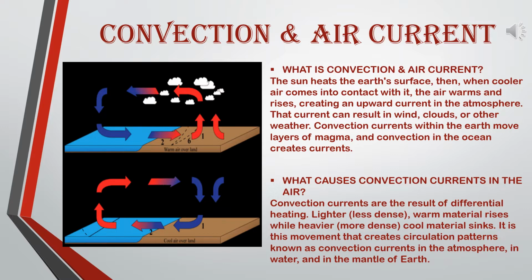Now see the diagram. Two types of diagram are given. Upper one, warm air over land, and the second one, cool air over land.